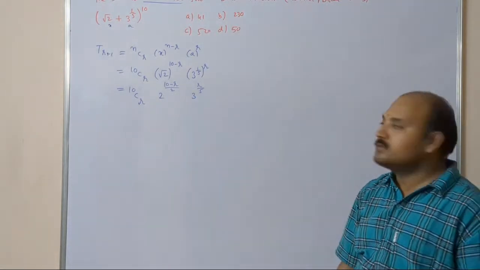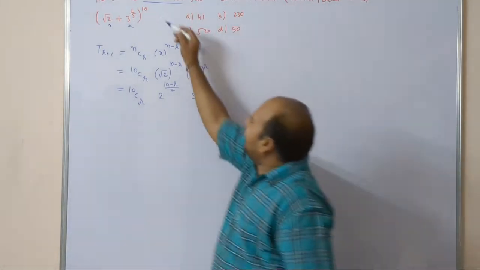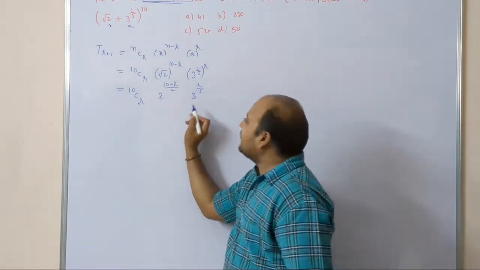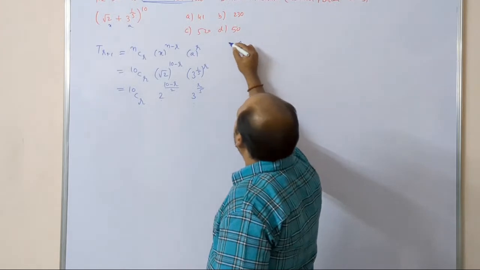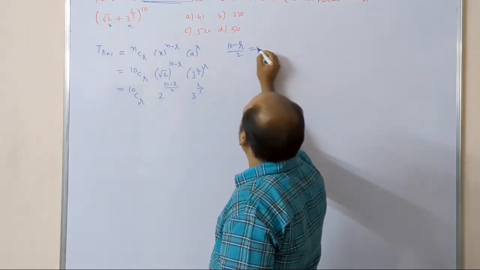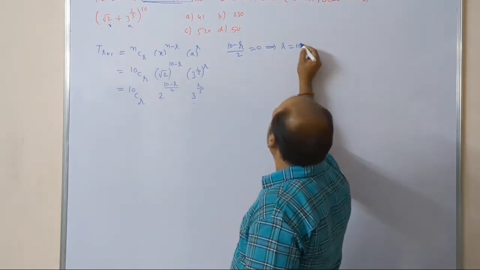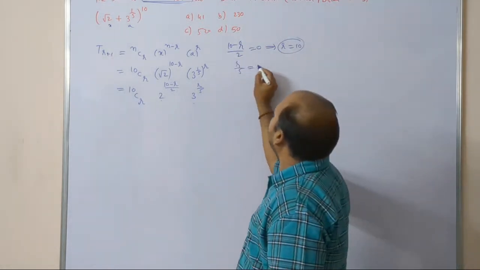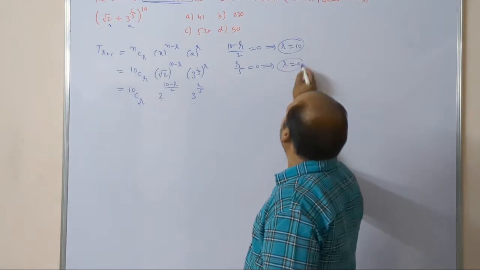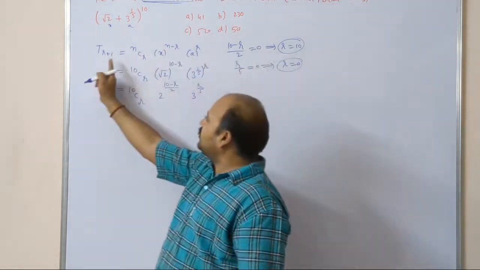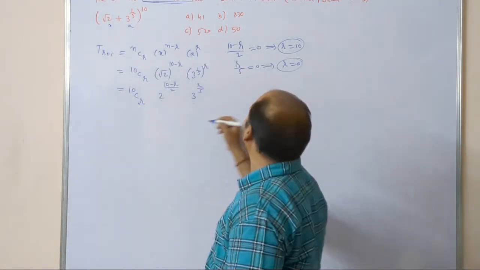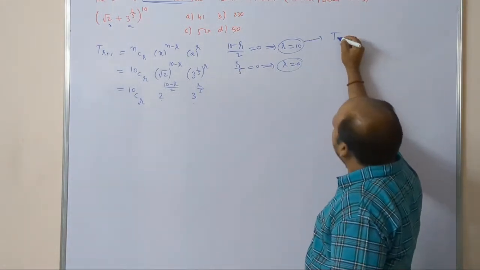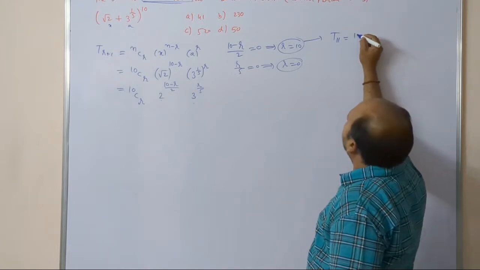Okay, dear students? To get rational terms in this expansion, the powers of 2 and 3 should be integers. (10 minus r) by 2 equal to 0, that implies r is equal to 10. Next, r by 5 equal to 0, that implies r is equal to 0. Substitute in this, you will get the number of terms. So r is equal to 10 means T11.